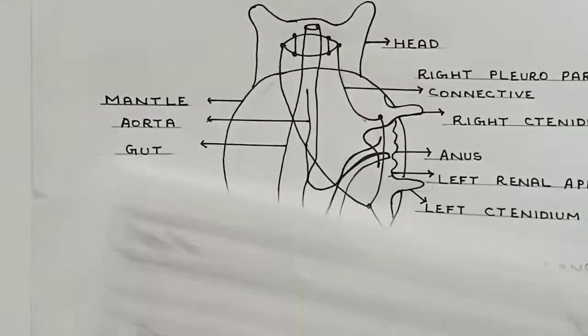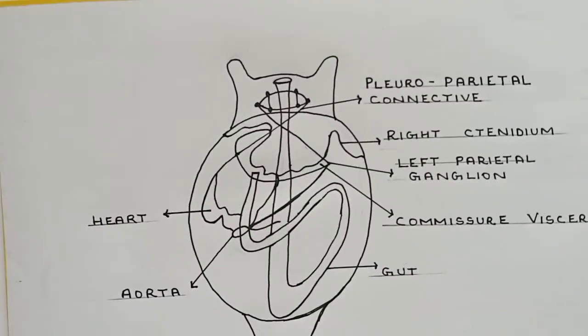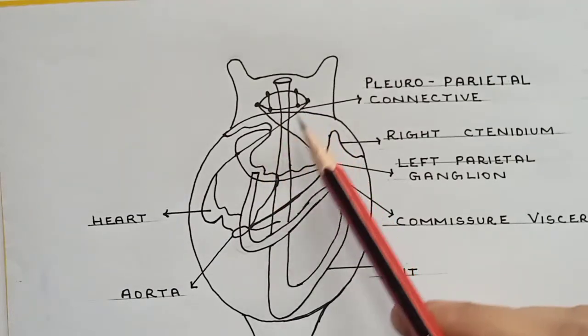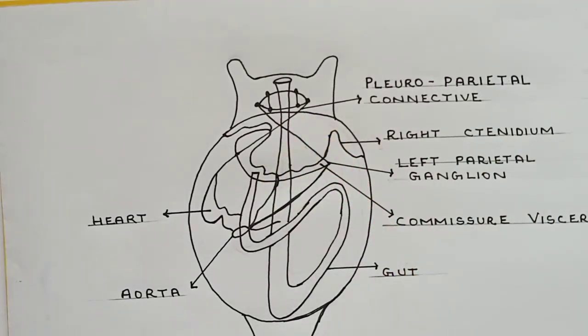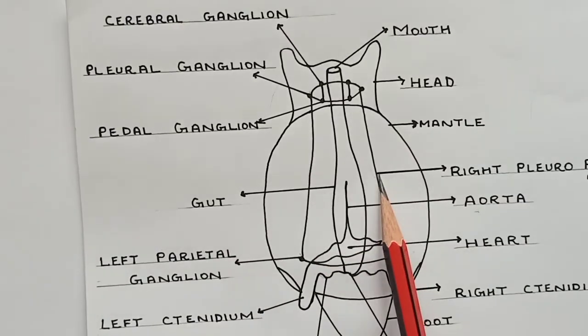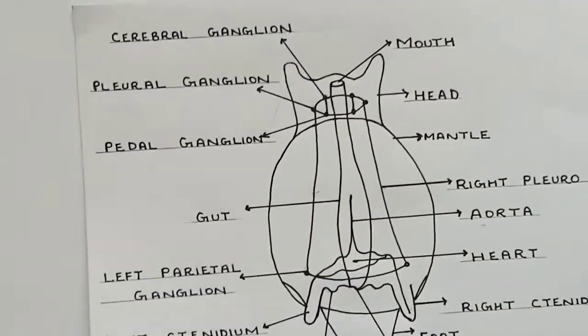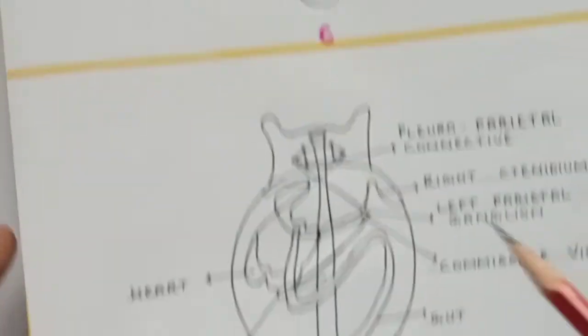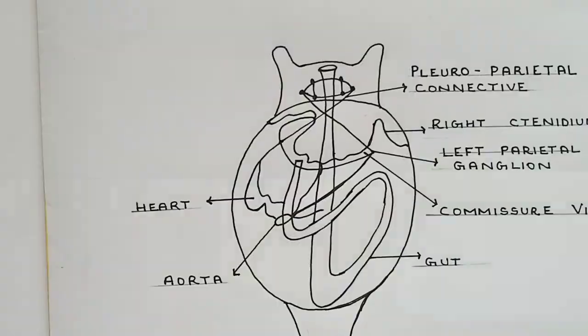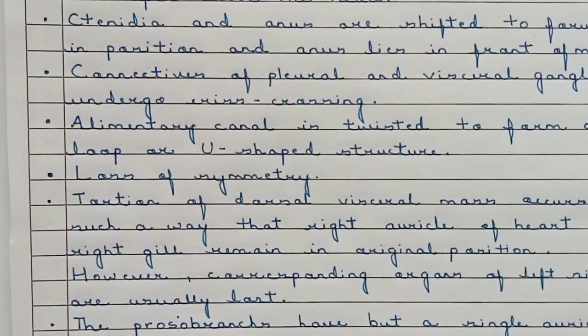they are crisscrossing. Let me show you to make it easy. Here we see this right pleuroparietal connective. I'm saying it's right because it is present on the right side. Let me explain. This is the right pleuroparietal connective and this would be the left pleuroparietal connective. So what's happening is there is crisscrossing taking place, and this is the effect of torsion.